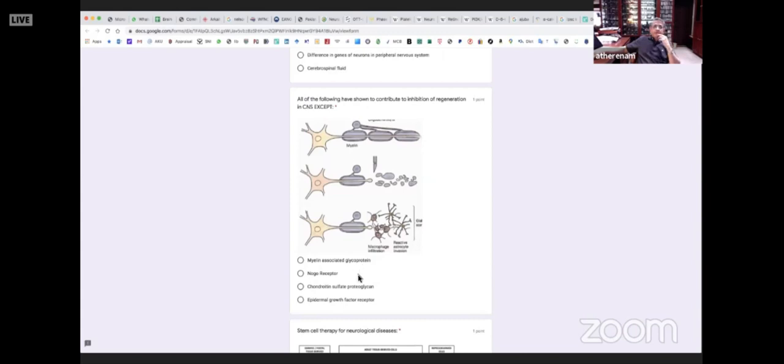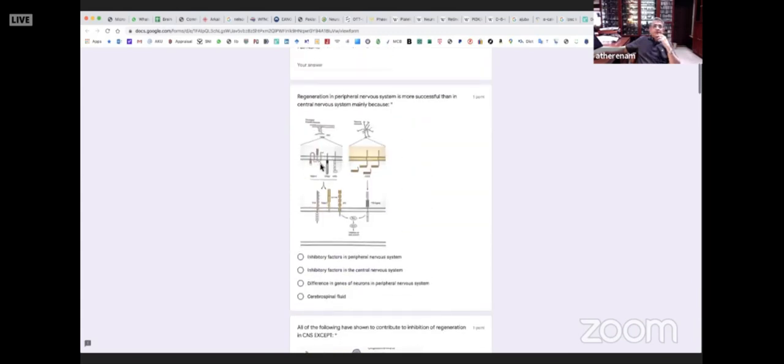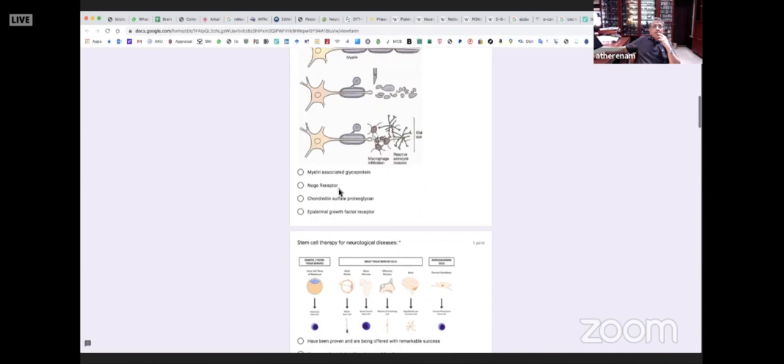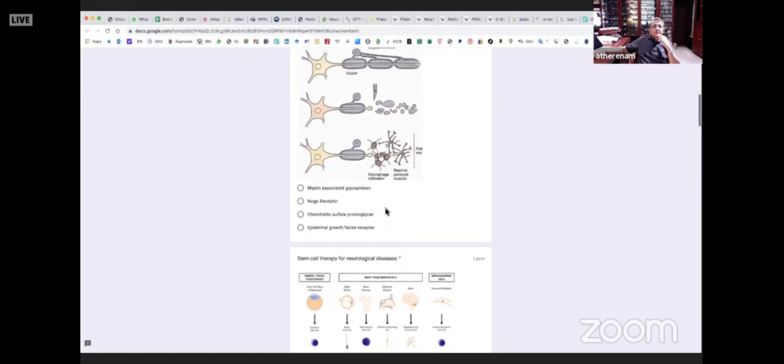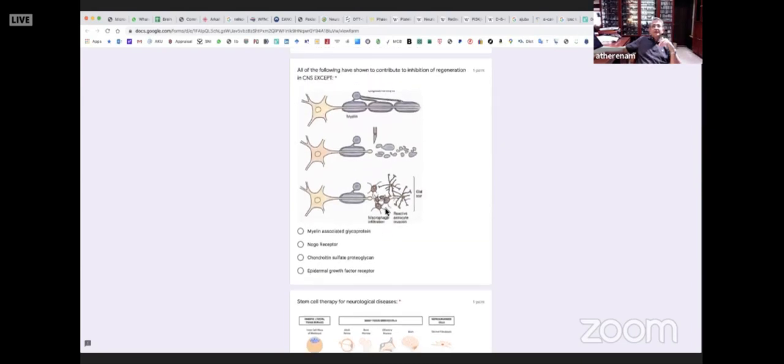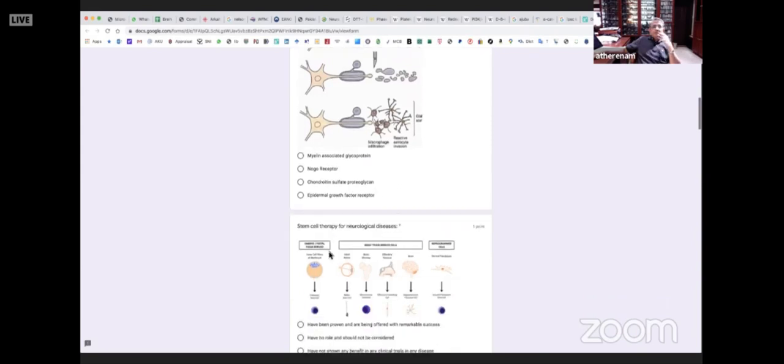Myelin-associated glycoprotein, yes, we talked about it, and actually it's right over here. Nogo receptor, chondroitin sulfate proteoglycan, all these three over there. The epidermal growth factor, so far it does not look like it's affecting regeneration. It has a role in tumor growth.